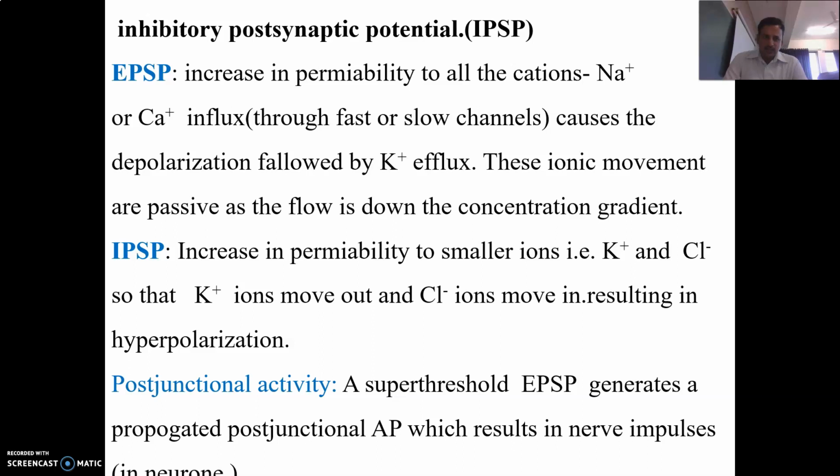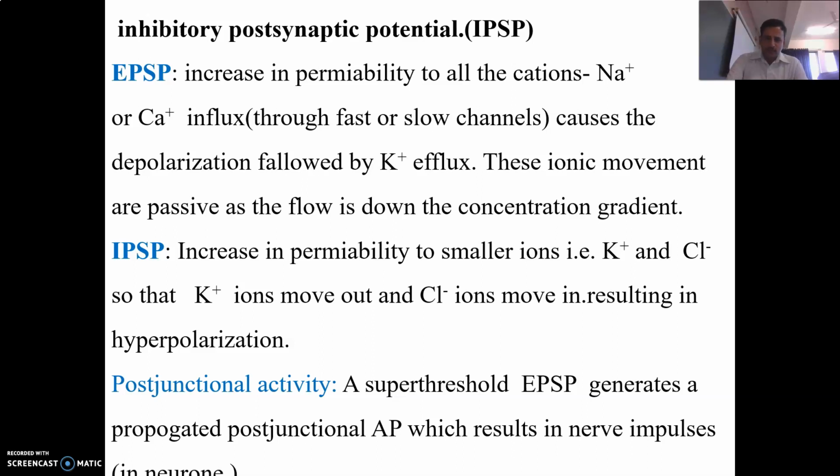Like that, you also get the inhibitory postsynaptic potentials. What happens in the inhibitory postsynaptic potential? There is an increase in the permeability of the smaller ions, that is potassium ions and chloride ions, so that the potassium ions move out in the direction of the concentration gradient, and chloride ions also move. Then you get the relaxation effect in the body. In relaxation, more potassium ions efflux from the membrane. In depolarization, more cations get influx inside the membrane.